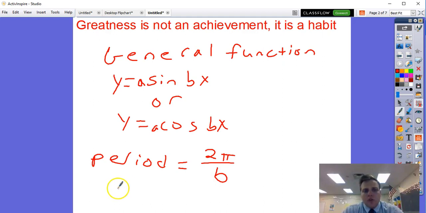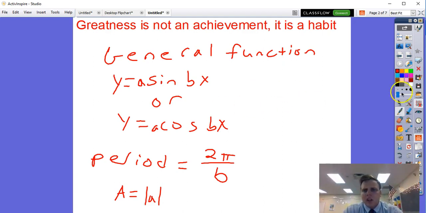And the amplitude, so I'm going to say capital A to represent amplitude, is simply equal to the absolute value of a, okay? That's the number that's multiplying to the function overall. In Algebra 2, you learned about it as if it was a vertical stretch or vertical shrink. Okay, that's what amplitude basically is.